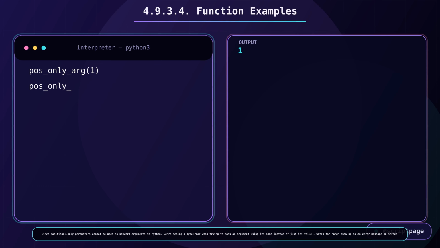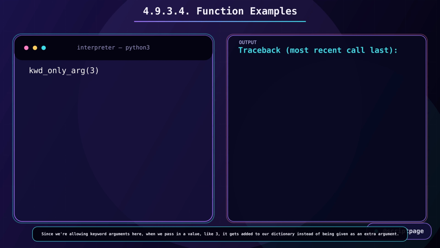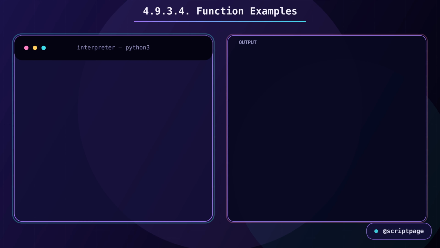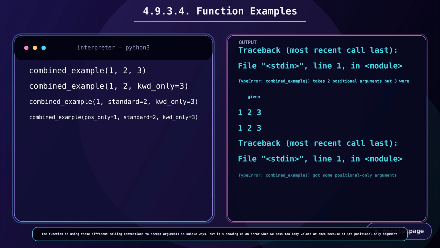Since positional-only parameters cannot be used as keyword arguments in Python, we're seeing a type error when trying to pass an argument using its name instead of just its value. Watch for arg show up as an error message on screen. Since we're allowing keyword arguments here, when we pass in a value, like 3, it gets added to our dictionary instead of being given as an extra argument. The function is using these different calling conventions to accept arguments in unique ways, but it's showing us an error when we pass too many values at once because of its positional-only argument.